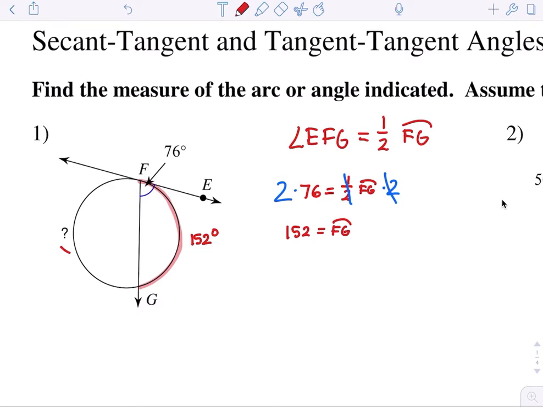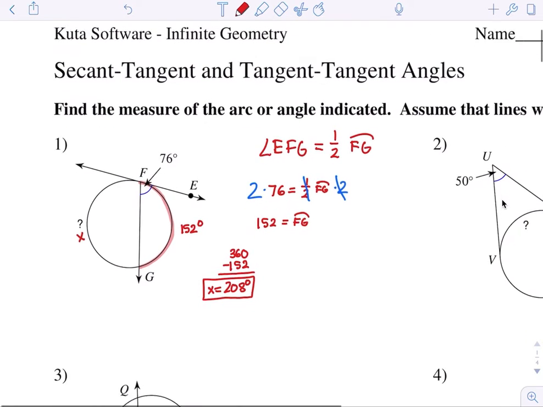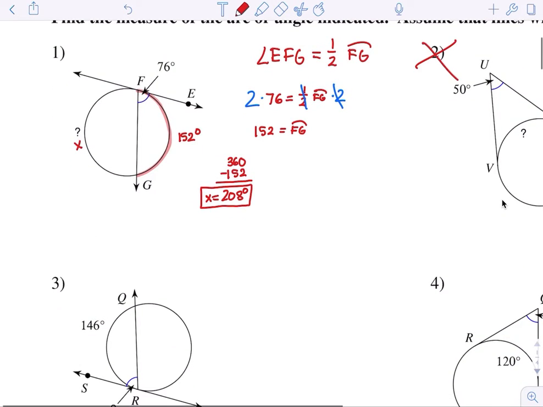Now, what we want to solve for is that arc. Well, we know that a whole circle is equal to 360 degrees. So in order to solve for x, we have to do 360 degrees minus 152. And when we do that, we get 208 degrees, and that is how much that arc is. Okay, number 2, scratch that off.